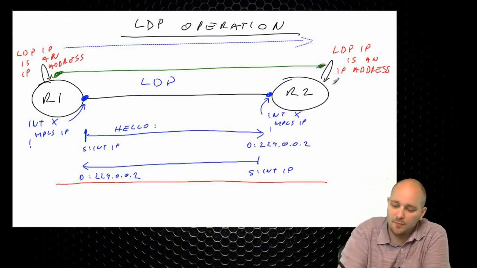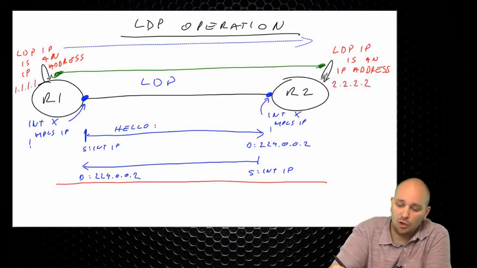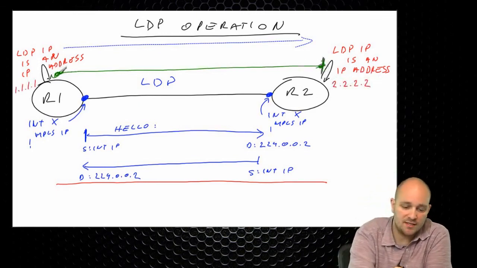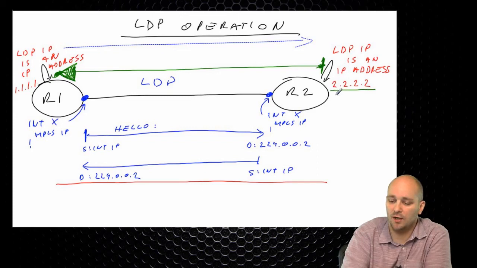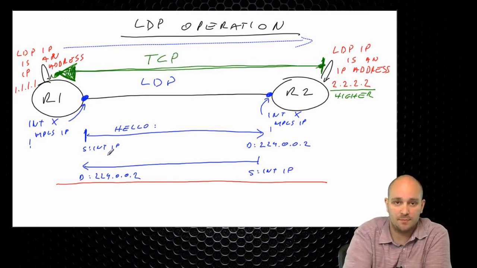Let's say that the loopback address here was 2.2.2.2 and here it was 1.1.1.1. It will be R2 that initiates this TCP session towards R1. Why? Because this number here is the higher number. So it will always be the higher number that initiates the TCP session towards the lower number. So this here will be the TCP session.